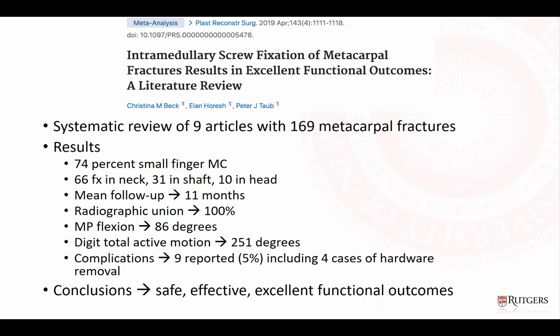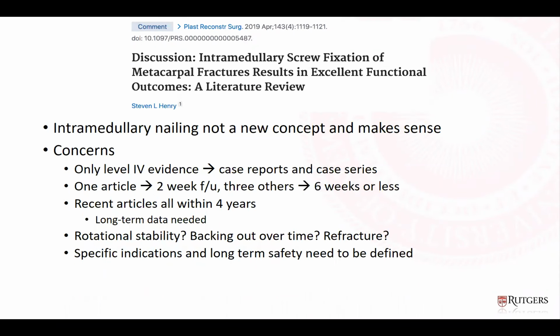There was a 100% radiographic union with good MP flexion and total active motion. There were only nine reported complications, including four cases of hardware removal. The authors therefore conclude that this is a safe and effective option for metacarpal fractures that has shown good outcomes. These results certainly sound promising, but some people warn that it may be too early to tell the appropriate indications for this technique. There were a couple of comments on this paper published in the same journal.